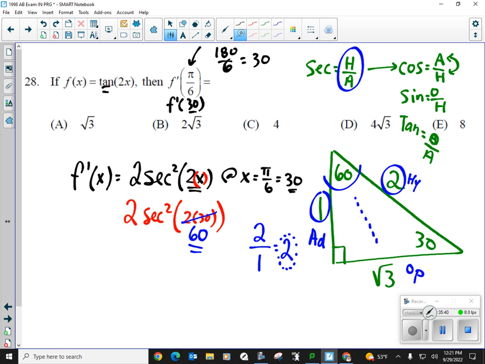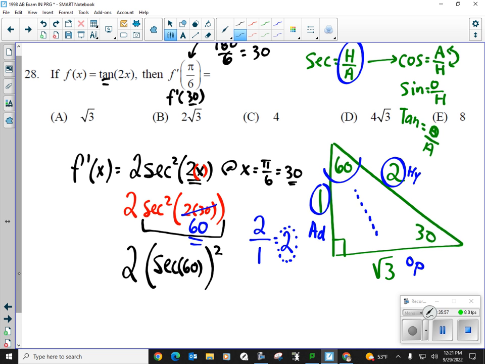Rule of thumb in my classroom, anytime you see something like this, automatically rewrite it like this, okay? Because you've got to do the trigonometry first. And don't forget we're multiplying it times 2. We just said the secant of 60 is 2. And now it becomes cake. 2 times 2 squared. That's 2 times 4, which is 8.